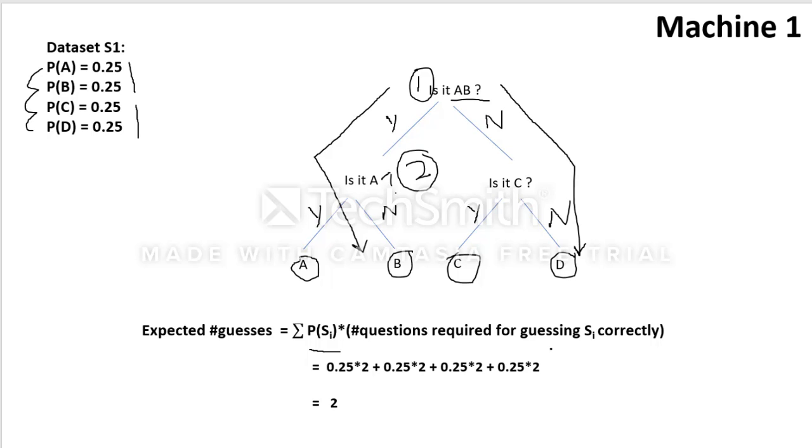Take D. The number of questions for correctly guessing any of the attributes here, because their probabilities are the same, is 2. They all require 2 questions to be answered correctly. So when we sum them all up, 0.25 times 2 plus the same thing for all four values, we get 2. So the expected number of guesses required to correctly predict the next value put out by this machine will be 2. So in 2 guesses you can correctly say whether it's going to spit out A, B, C or D.